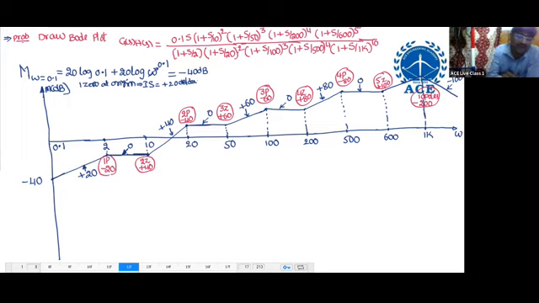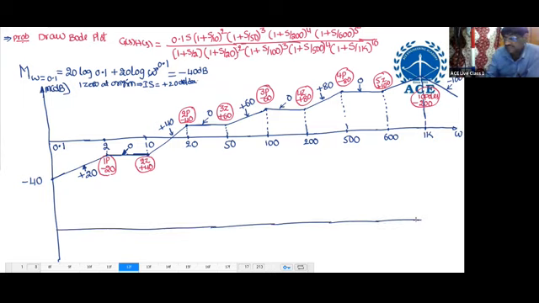Then draw the phase plot. Approximately draw the phase plot. Take the projections of corner frequencies.